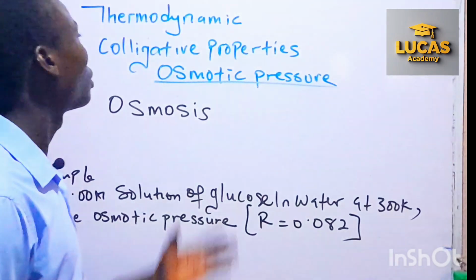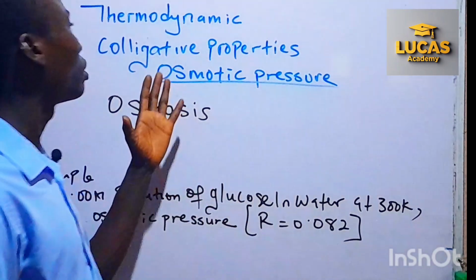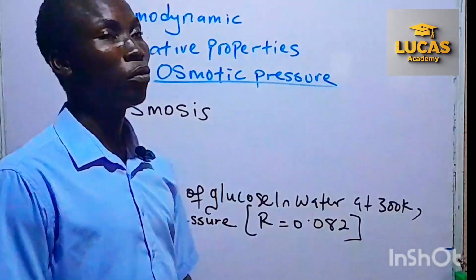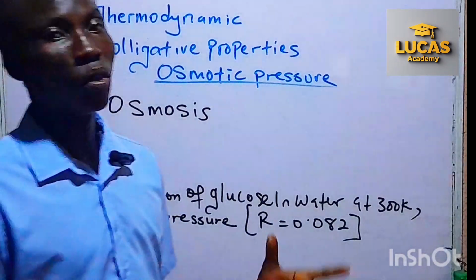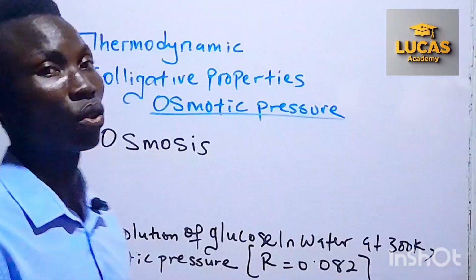Academy, and today we are going to be discussing colligative properties, where we have what we call osmotic pressure. Now, before we can discuss osmotic pressure, it's all about osmosis.